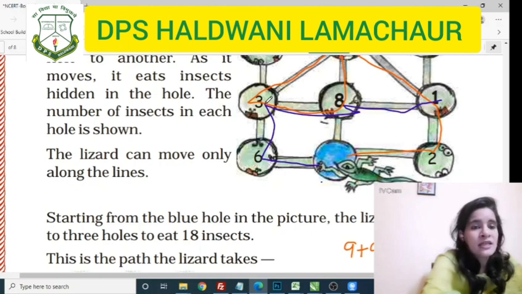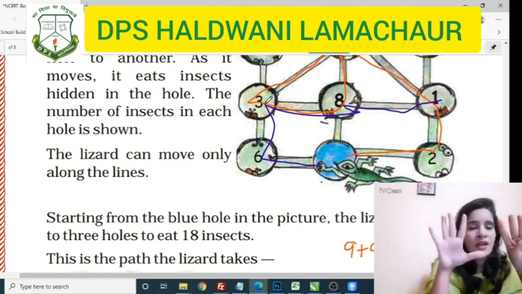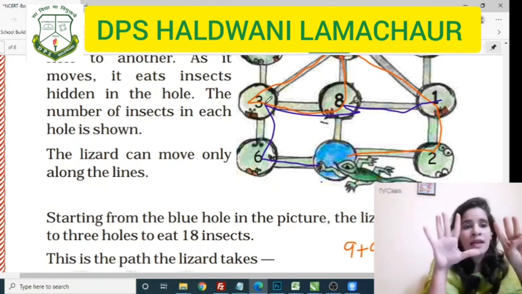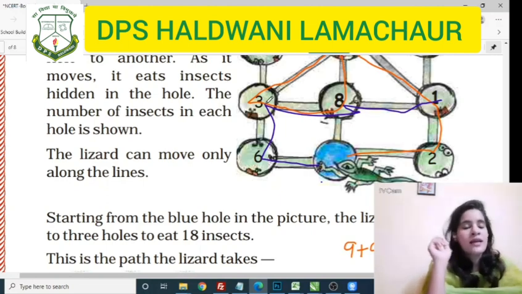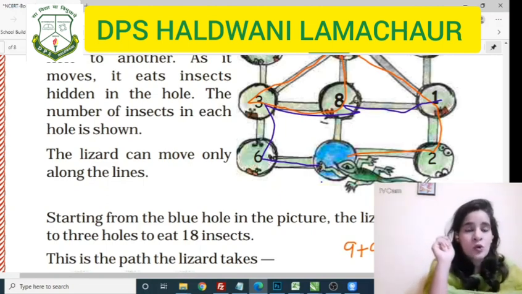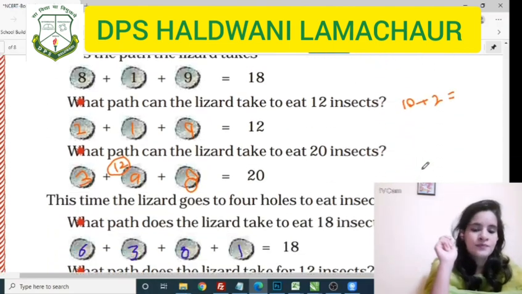6 plus 3 is equal to 9. Then again we will add 8 more: 9, 10, 11, 12, 13, 14, 15, 16, 17. And 17 plus 1 is equal to 18.